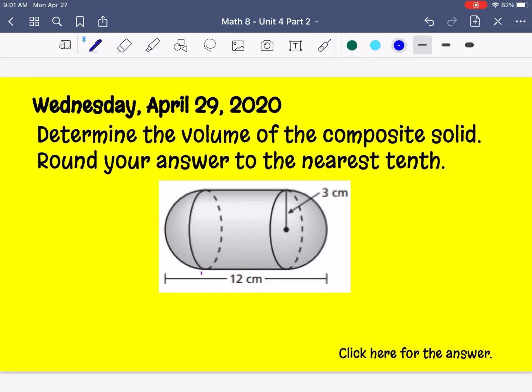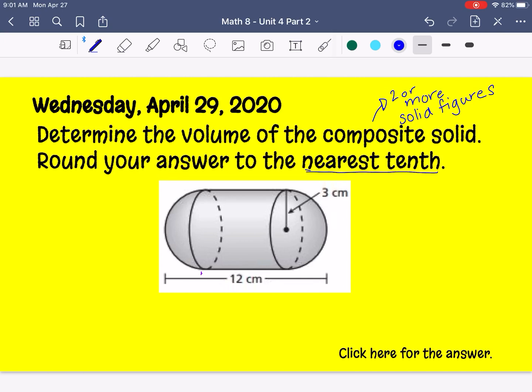All right, let's go ahead and go through the answer to our warm-up today. So we have: determine the volume of the composite solid. Remember, composite solid means that it's two or more solid figures, so three-dimensional figures. Okay, we've got this capsule kind of looking thing, and we're going to be rounding our answer to the nearest tenth.